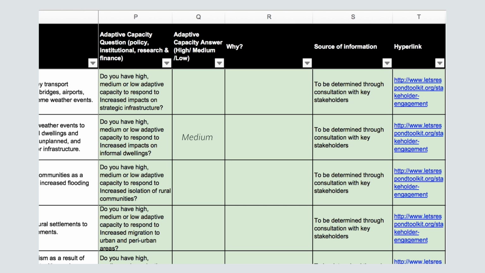In the next column to the right, column R, you can add any additional comments to support or elaborate on your response. As mentioned before, it is always a good idea to include comments here so that when other stakeholders review your plans, they can understand why you've answered this question in a particular way.